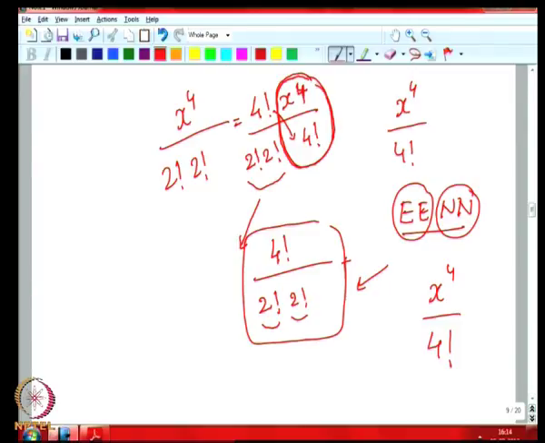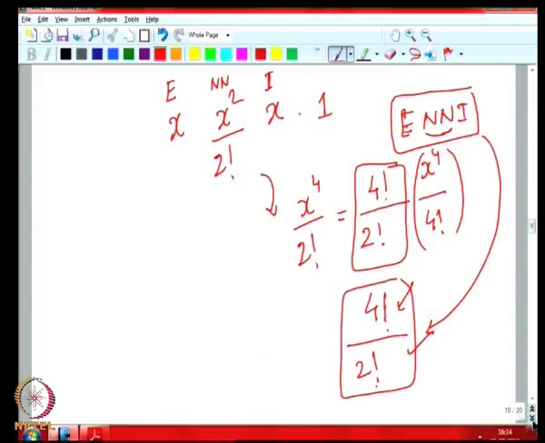You should note that the fact that we are looking for the coefficient of x raised to 4 by 4 factorial was very crucial here. That is how we got that 4 factorial in the numerator all the time. That is how we could ensure that we are actually getting the count of the permutations of those 4 letters we selected each time.